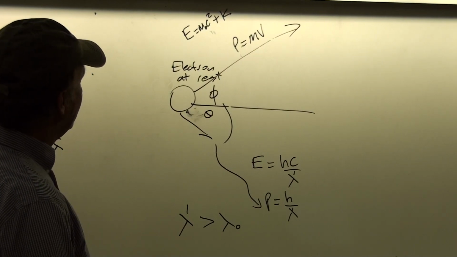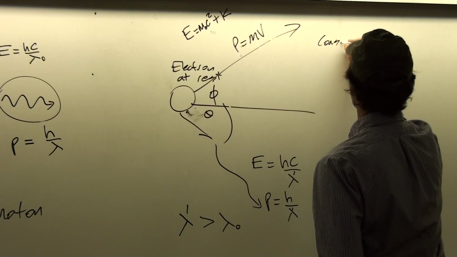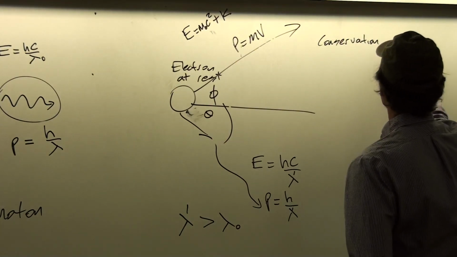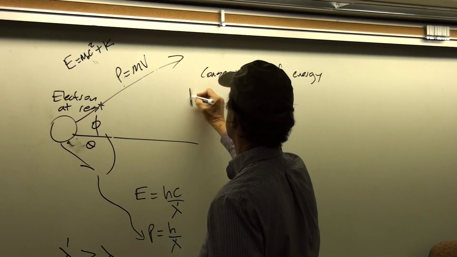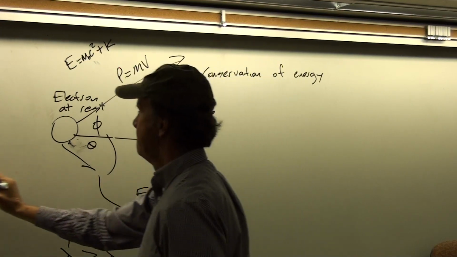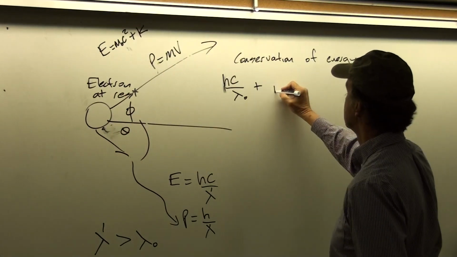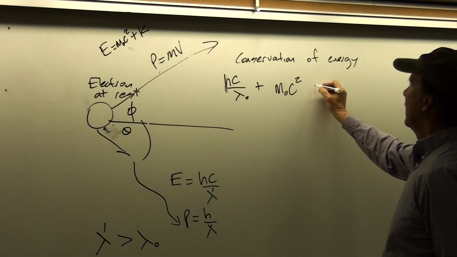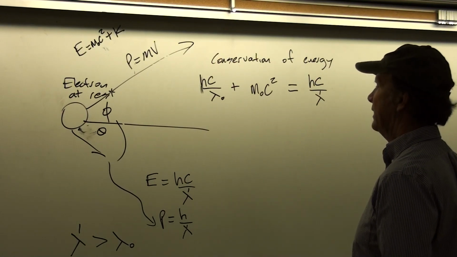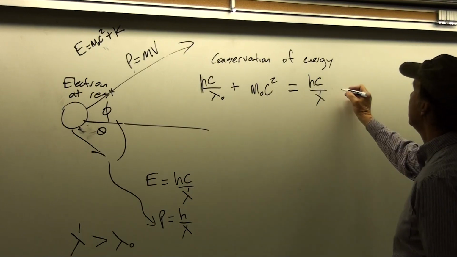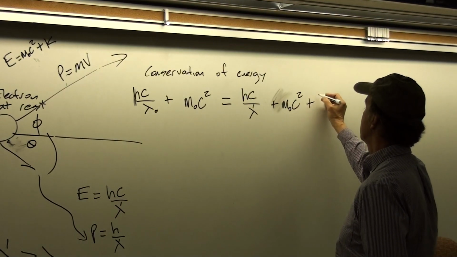And so if we call this angle phi and this angle theta for the scattered angles of the photon and the electron after the oblique collision, then we can use conservation of energy, because no energy is lost during the collision. It's elastic. So the energy before is going to be the energy of the photon, which is hc over lambda naught, plus the rest energy of the electron. The electron still has rest energy before the collision. That's m naught c squared. And then after the collision, the photon is going to have an energy hc over lambda prime, and the electron is going to have an energy m naught c squared plus K.